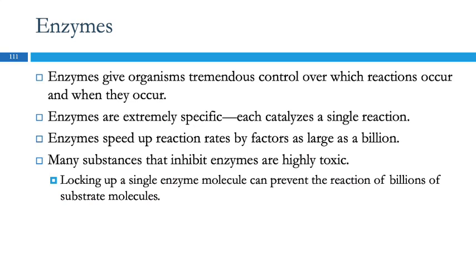So enzymes give organisms amazing control over which reactions occur and when they occur. So your body can turn enzymes on, it can form enzymes, release enzymes in order to make specific chemical reactions occur as needed. And those enzymes are very, very specific. They each catalyze just a single reaction. And they have a tremendous effect. They can speed up a reaction rate by as much as 1 billion times. I mean, just mind-boggling, really.